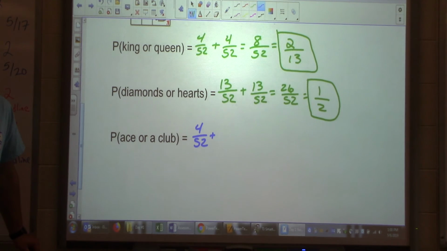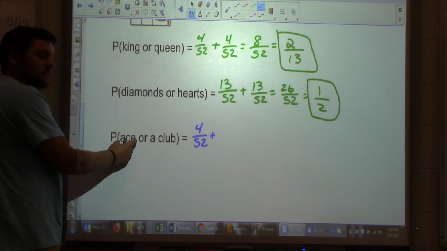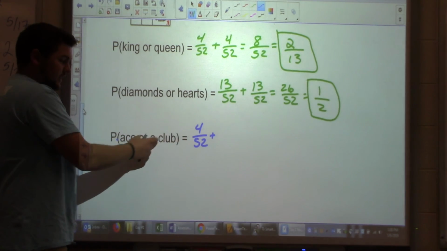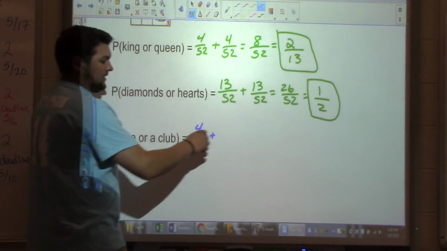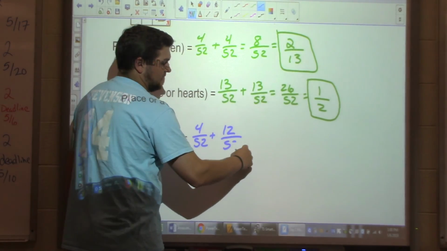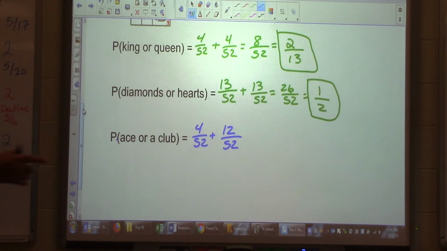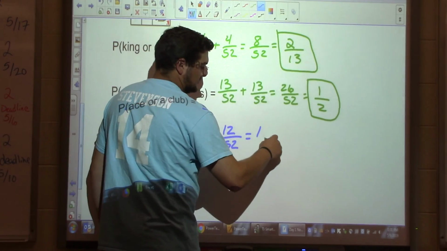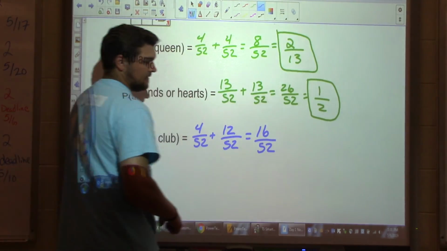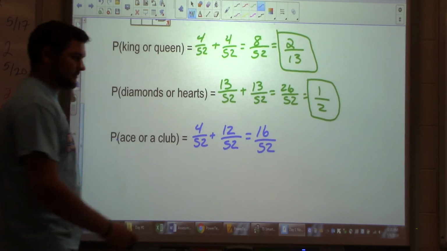Okay, hold on though. There's 13 clubs. But what happens? One of them is an ace. We can't double count that ace of clubs. We've got to be really careful. We counted the ace of clubs with the 4 aces. So instead of writing 13 out of 52, it's only going to be 12 out of 52. That's going to trip me up, so we've got to be really careful. Can't double count those cards. So we get 16 over 52, which reduces to 4 over 13.